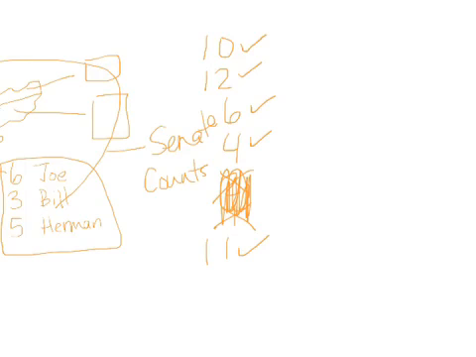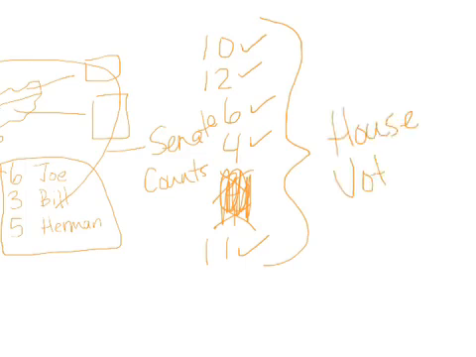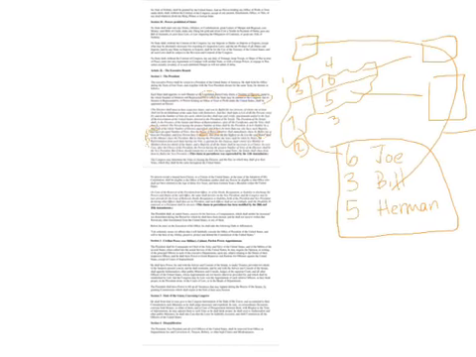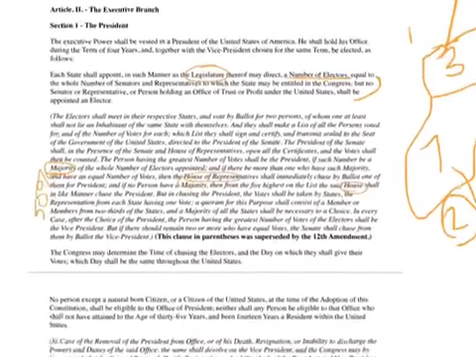So the House talks about these 5 people, and they vote, and they keep voting and keep arguing until somebody gets at least 50% of the vote. When that person gets 50% of the vote, they become president. Yay. So if nobody gets a majority from the electors, then the House chooses.